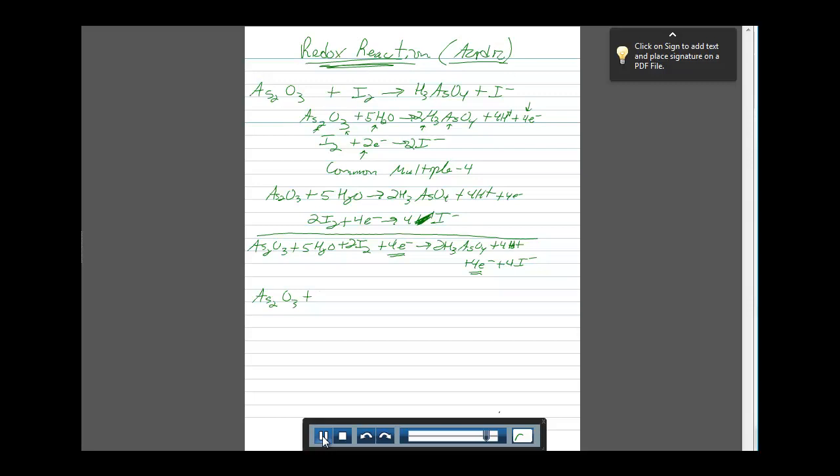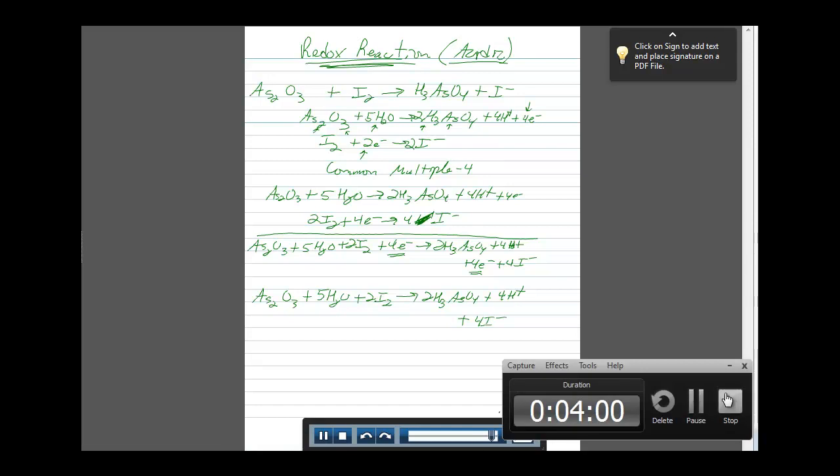As2O3 plus 5 waters, 2 iodines, yielding 2 H3AsO4s, 4 H pluses, and 4 iodide, excuse me. And that is our net equation.